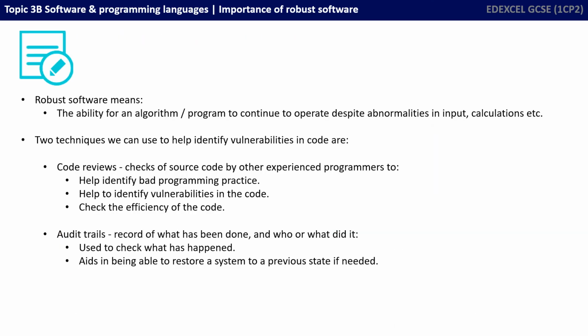So just to recap then, robust software means the ability for an algorithm or program to continue to operate despite abnormalities. And there are two techniques you need to be aware of to help identify vulnerabilities in code, and they are code reviews, which help check source code by other experienced programmers, and audit trails, which record a log of what's been done and who did it or what they did.